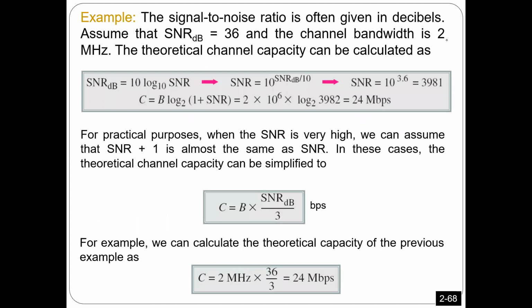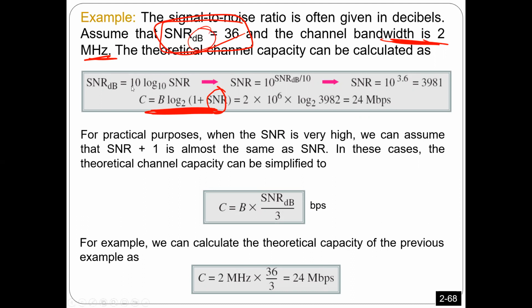Let's have another example here. In this example, I give you the bandwidth, but I give you the signal to noise ratio in decibel, not as a ratio. First of all, if you want to use this formula, the signal to noise ratio has to be a ratio, not in decibel. So you have to convert it from decibel to a ratio and then use it.